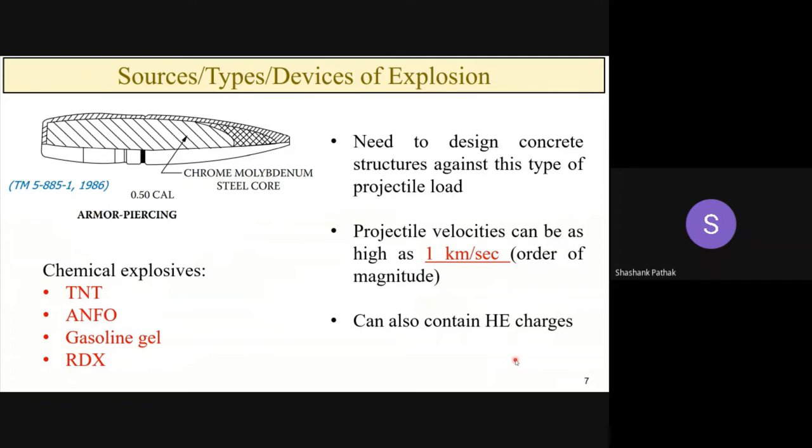And in chemical explosives, there are different kinds of chemical explosives, like TNT, ANFO, which is ammonium based, gasoline, and RDX. There are different chemical explosives, but when we talk as structural designers, we go in for some kind of scaling, some kind of equivalence. That equivalence I will discuss in future slides, but you should understand that there are different kinds of chemical explosives, which will lead to different kinds of effects. And how, as a designer, we consider all those effects, we will come to know.